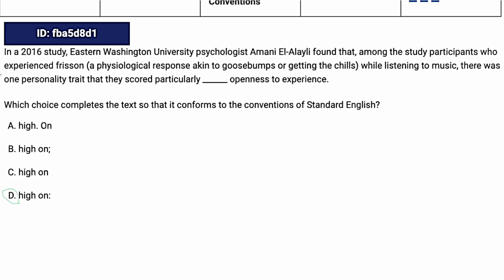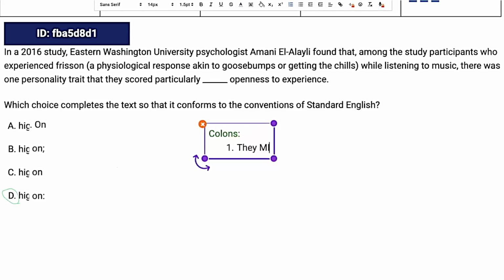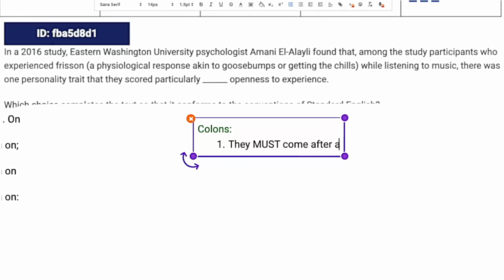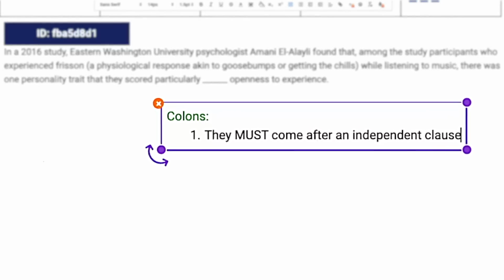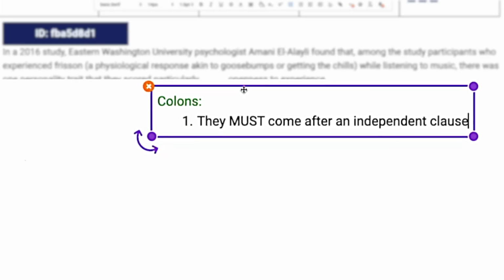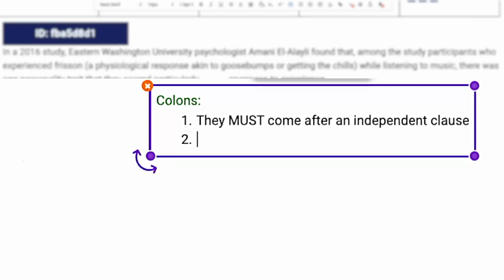Let me explain why. So colons, a couple things we need to think about. The number one thing we want to remember is they must come after an independent clause. So an independent clause is something that can stand on its own. You could think of it as, more or less, a full sentence. That's the number one thing we want to think about. Once we've checked for that, there are a couple of things that they tend to do.